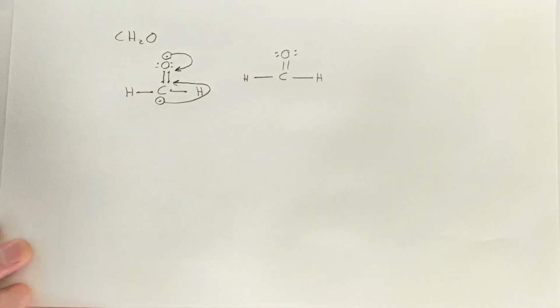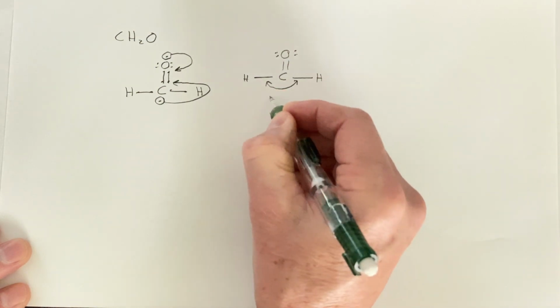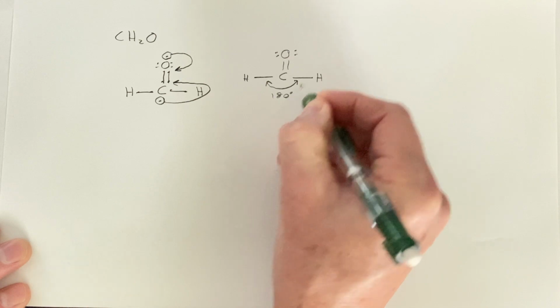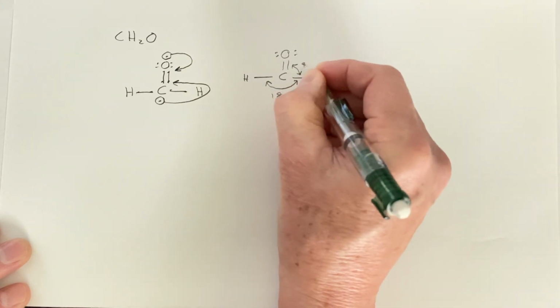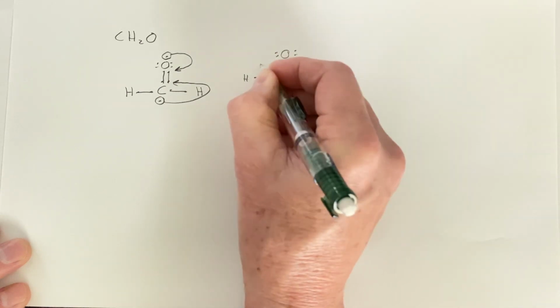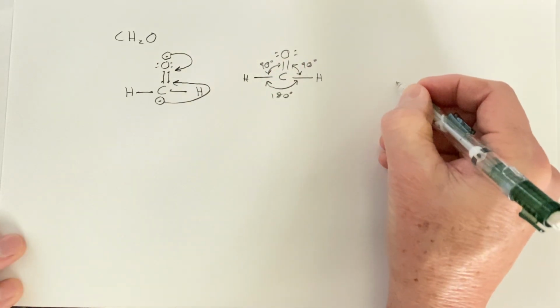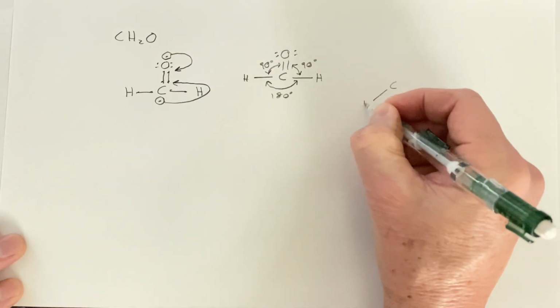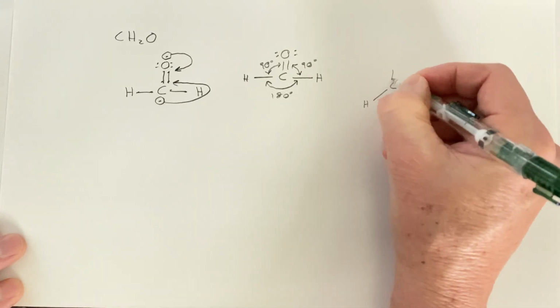VSEPR indicates that we should not have a 180-degree bond angle here while having 90-degree bond angles here. Indeed, these bond angles should be the same. So we will redraw our carbon atom, and we will make the bond angles for the carbon atom all 120 degrees.